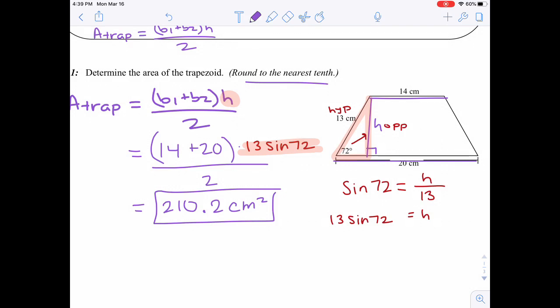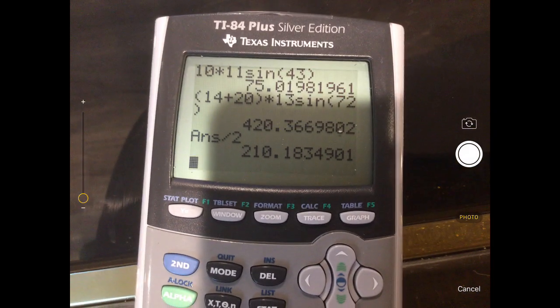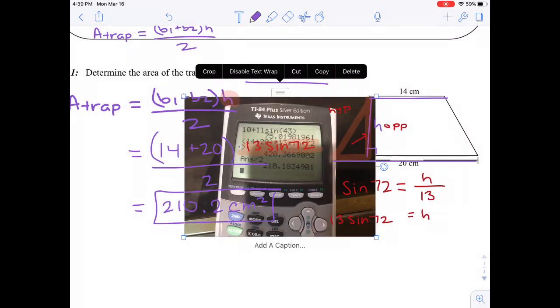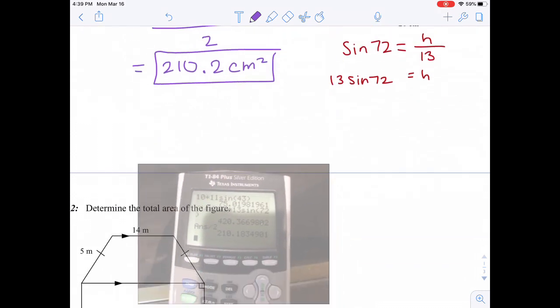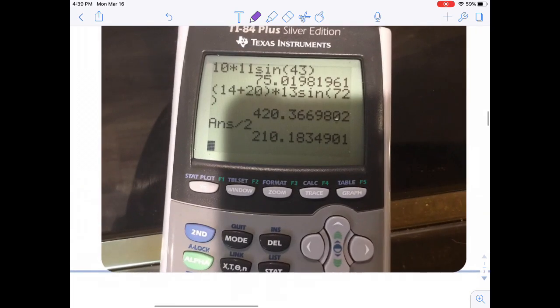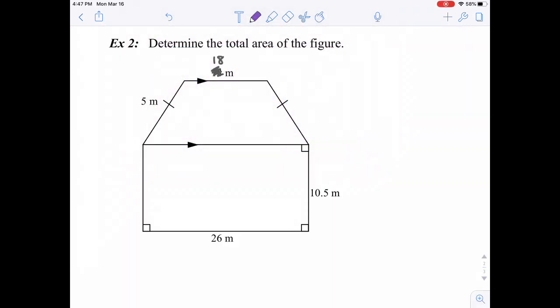So if you want to know what this looks like, I will go ahead and take a picture for you on my calculator of how I did it. Here's what it looks like for me. I just went ahead and typed it in exactly as we saw it. You can ignore this, it's from old stuff, but 14 plus 20 times 13 sine of 72, and then I divided it by 2. And there's actually a little bit of an error on this problem, so I just went ahead and fixed it.